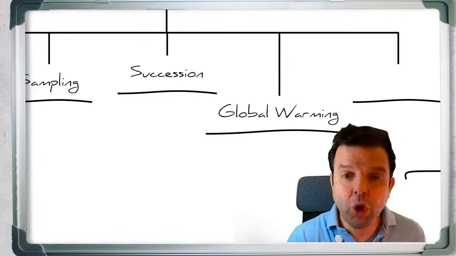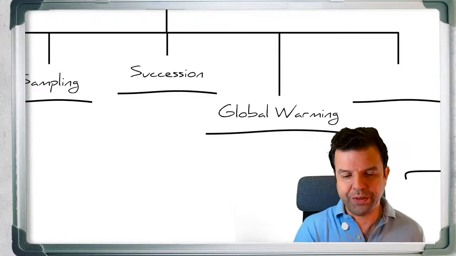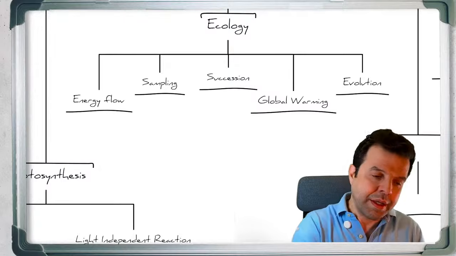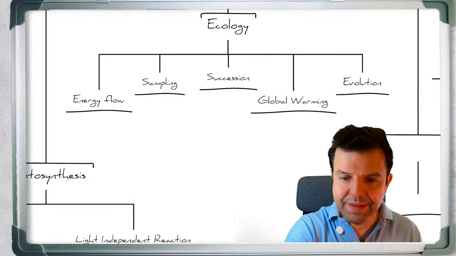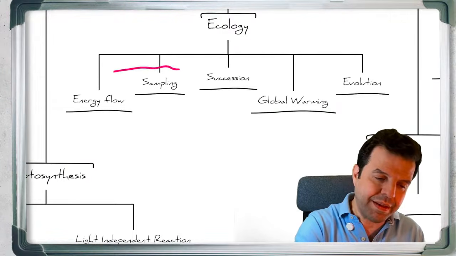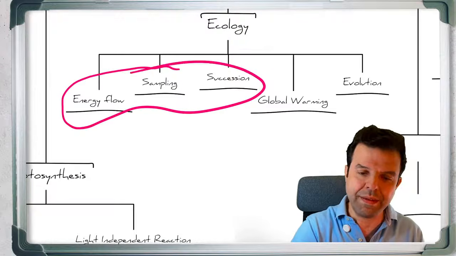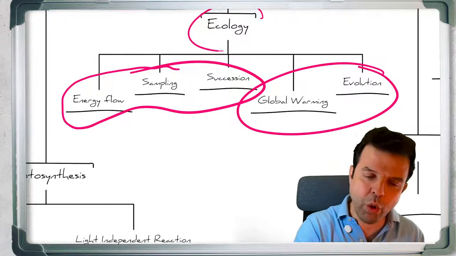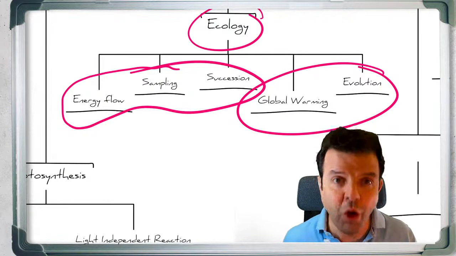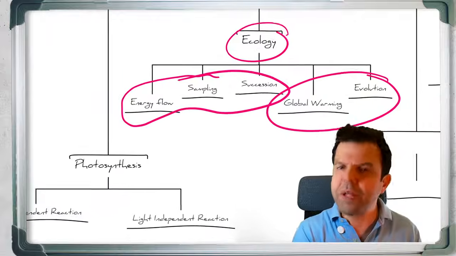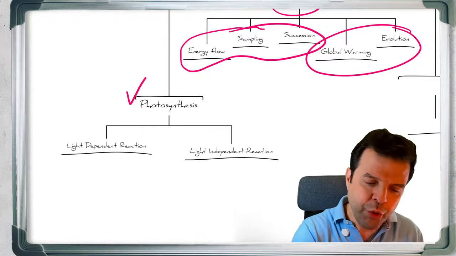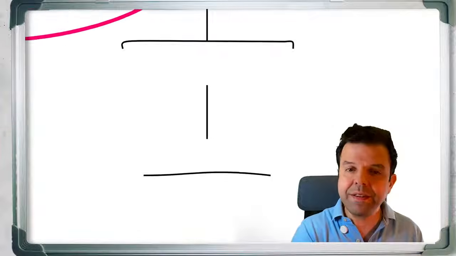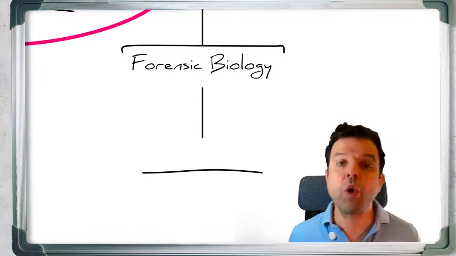Next comes global warming. You're familiar with this. And next comes evolution. So look, we're not going to do these in separate lessons. This and that is one lesson, and these two are in another. Nonetheless, they all fall under the same topic of ecology. So how many topics have we done so far? Photosynthesis and ecology.